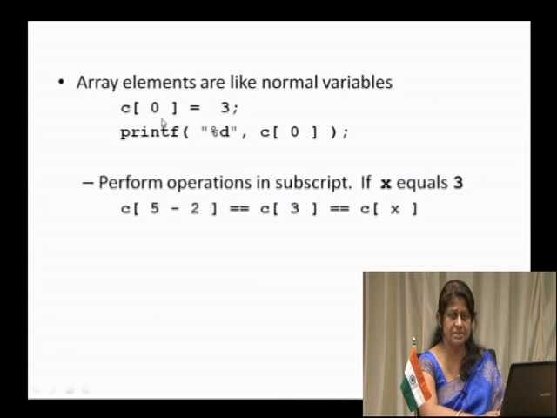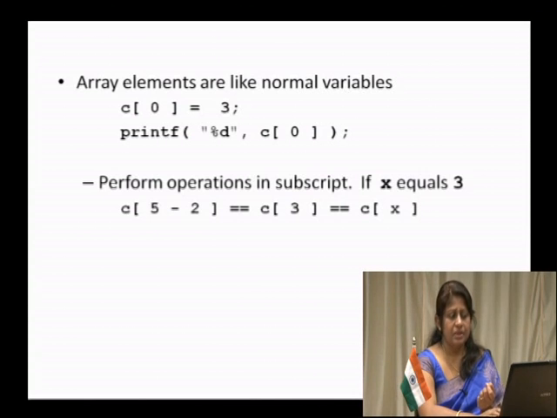C of 0 means that there is an array called C, and 0 says that it is the first element of that particular array. Here we are trying to assign a value 3 to the first location, the first element of the array, and we are trying to print the same. Since it is an integer, I put a %d with C of 0, which means that I am trying to print out the first element of the array called C.